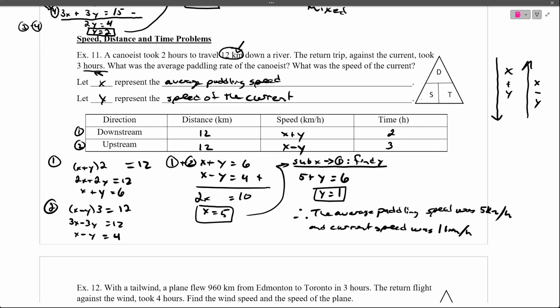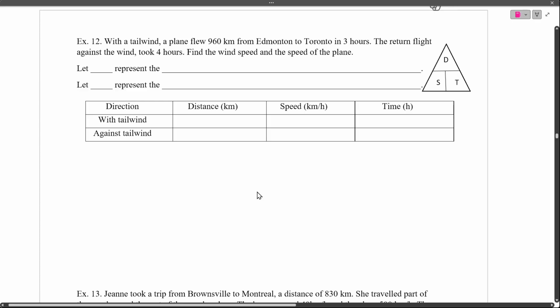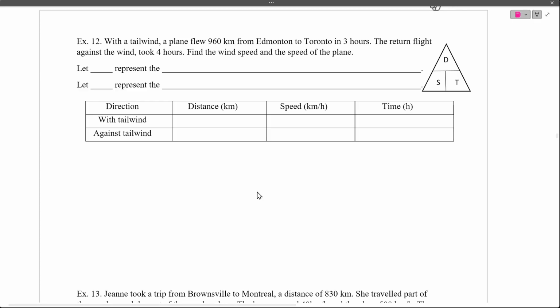So all of our speed, distance, time problems are going to be related back to this, but they're not always going to look the same. So let's try another one. We've got a few to look through. Okay. So this is going to be a very similar problem.